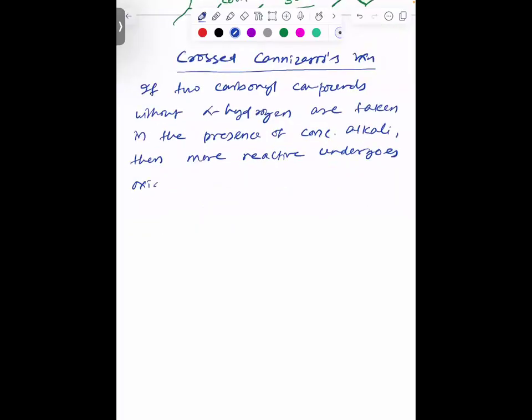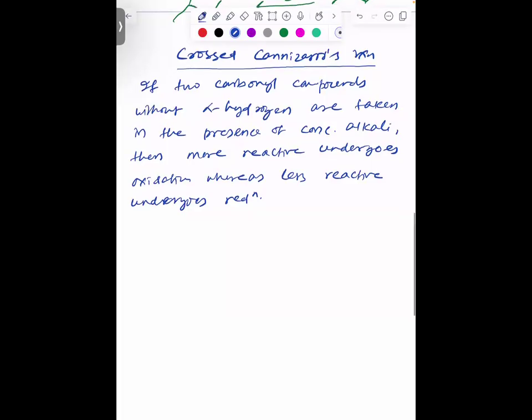undergoes oxidation, whereas the less reactive undergoes reduction. So the aldehyde will undergo oxidation. Obviously that will be converted to the salt of carboxylic acid. Why? Because the medium is alkali. The other undergoes reduction, and that will be converted to alcohol.